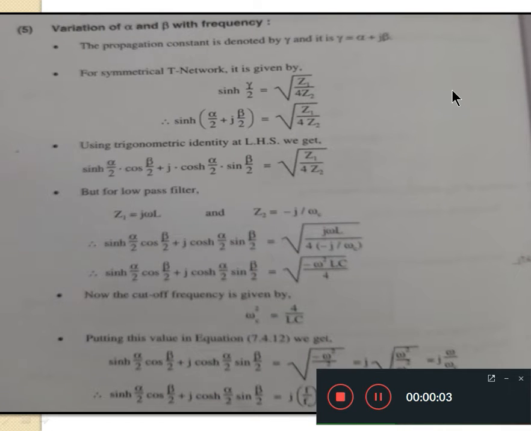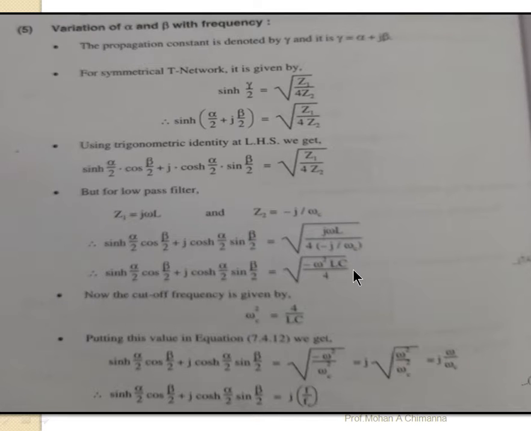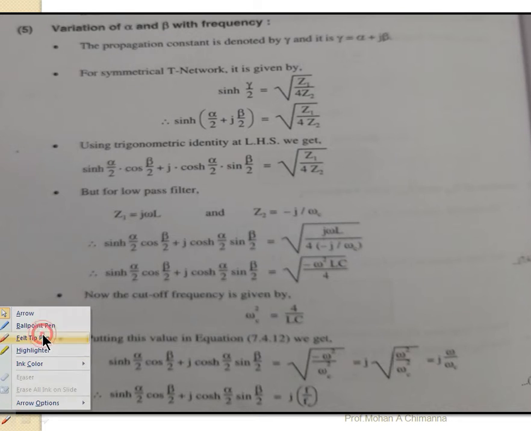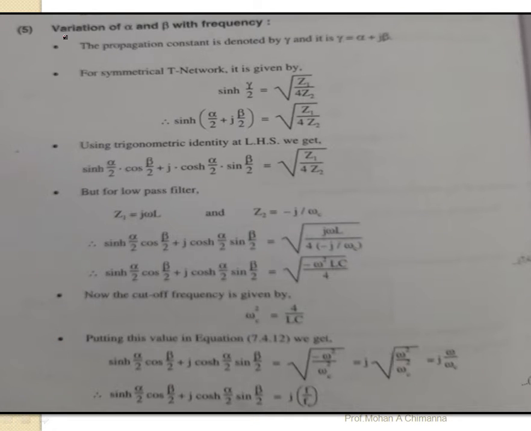Today we are going to discuss the next part on the constant-k low pass filter. There is a variation of two parameters, attenuation as well as phase, with the frequency. Here, what are the characteristics of the variation of alpha and beta with the frequency?